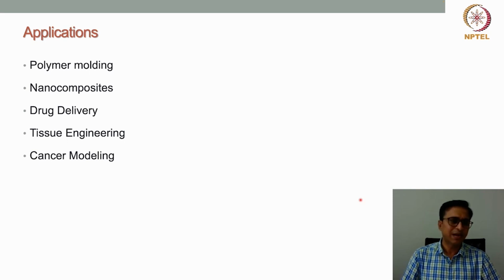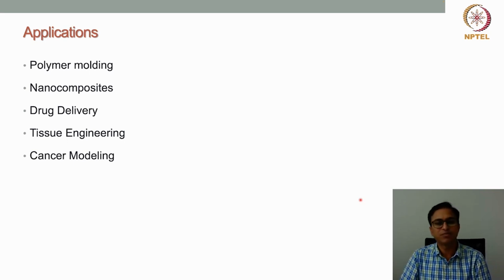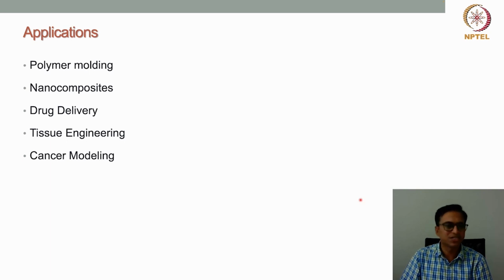Let's come to the applications of this technology. There are various applications, and nowadays inkjet printing is widely used for all of them, like polymer molding, where we use polymer either for molding applications, or for making 3D structures, or for 2D patterning. All these different applications can be there.